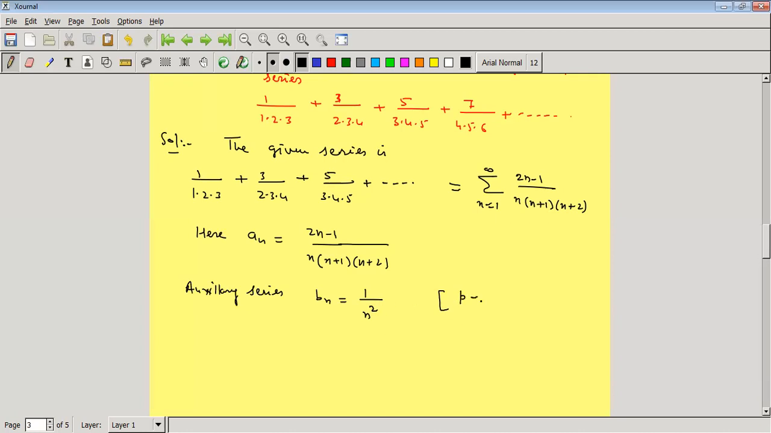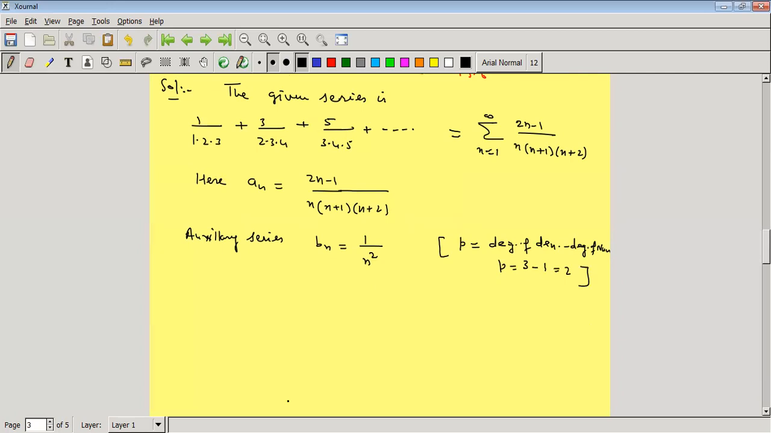So how can we get p? P is the degree of denominator minus the degree of numerator. The degree of denominator is 3, minus numerator is 1. So in this way we can choose Bn. Now what do we do? We have to find An upon Bn.